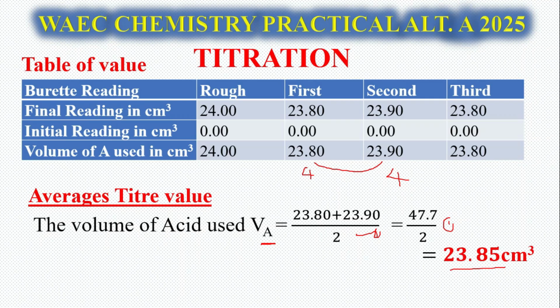If you cancel anything on the table, of course, as an examiner, you are going to lose marks. 2 marks will be deducted, and 4 marks will be deducted altogether. So make sure you don't cancel. Make sure your values are concordant.